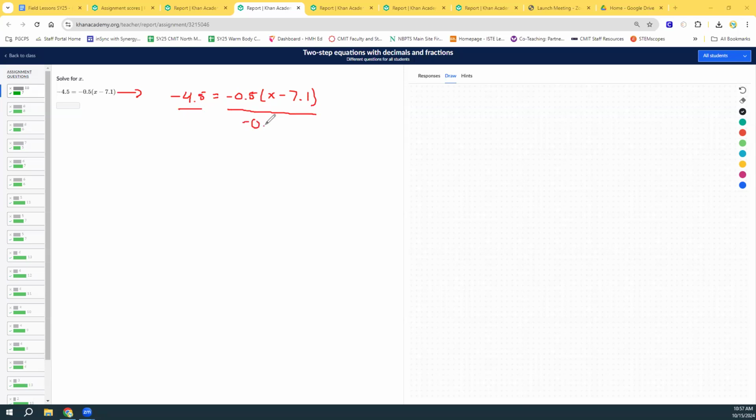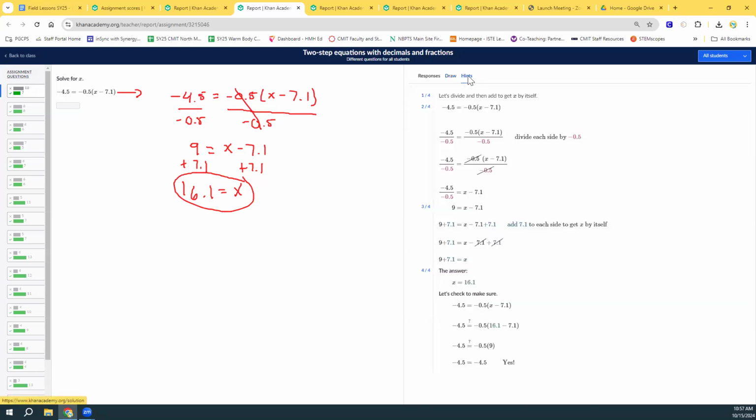So I'm going to divide by 0.5. And I wonder, when we divide by 0.5, it's really just multiplying by 2. So 4.5 times 2 is 9. And the negatives cancel. And I just have x minus 7.1. Add 7.1. Add 7.1. And that is 16.1. Checking the answer. 16.1. Oh, and they check their answer like that. That's a pro way to do it.